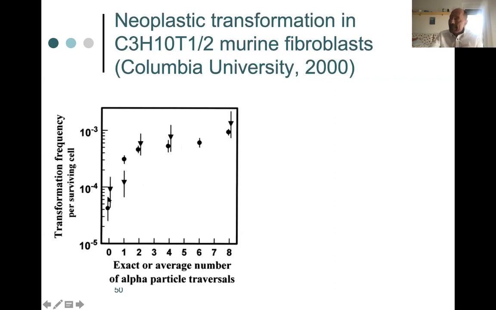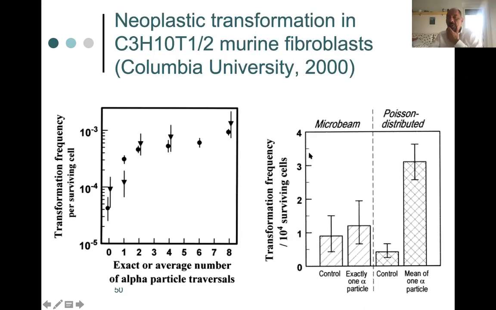But if you look at the exact number now done with the microbeam, you see that apparently 1 is not statistically different from 0. 2 is already very close to what you would expect from the Poisson statistics. So in other words, you see the transformation frequency per 10 to the 4 surviving cells, these are always the C3H murine cells. This is the control, this is exactly 1 alpha particle, but if you do it Poisson distributed, this is the control and this is the mean of 1 alpha particle. So apparently the microbeam unraveled that 1 alpha particle is not able to transform the cells. You need more than 1.